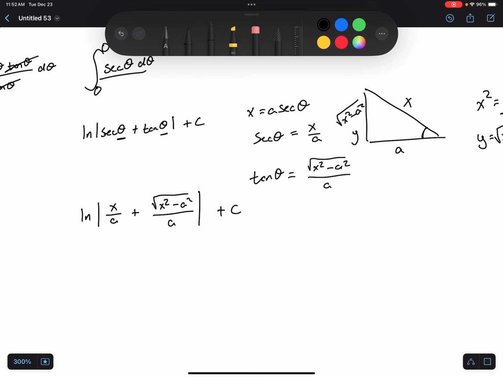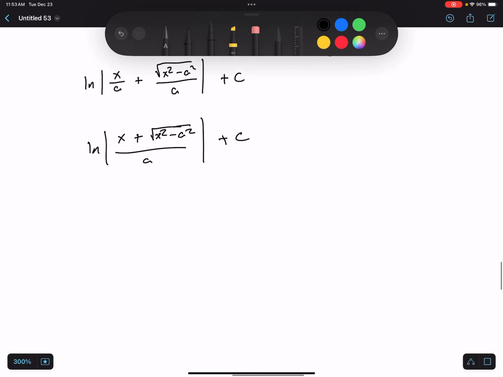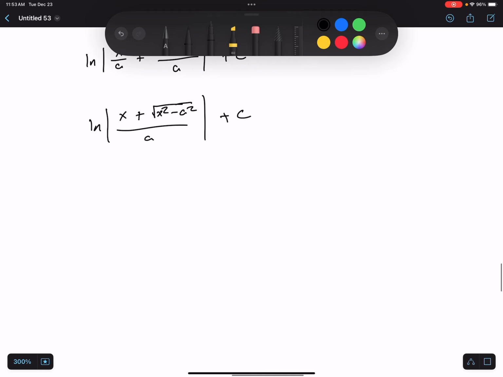Now, you may see this in other forms elsewhere. One other form that you may see is if you combine the denominators here, you say the natural logarithm of the absolute value of x plus the square root of x squared minus a squared, all over a, plus c. Now, what you've got is a quotient in the natural logarithm. And what that means is that you can subtract them. So you can say the natural log of x plus the square root of x squared minus a squared, minus the natural log of the absolute value of a, plus c.